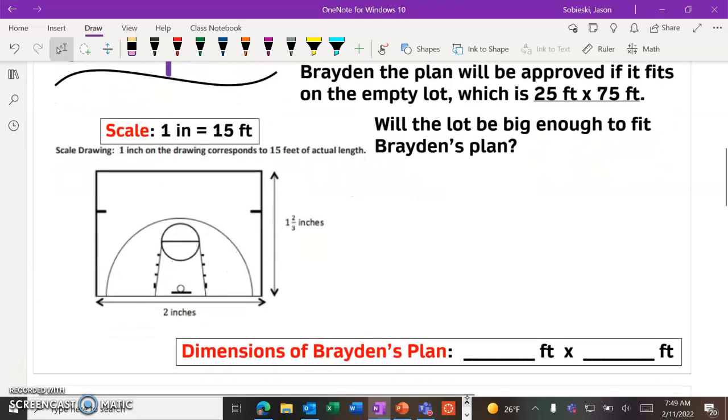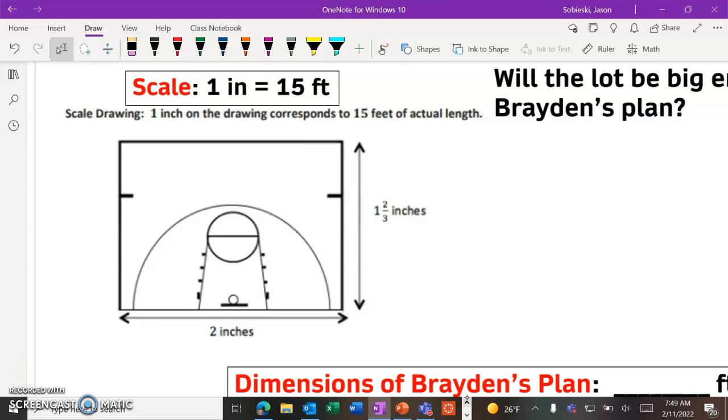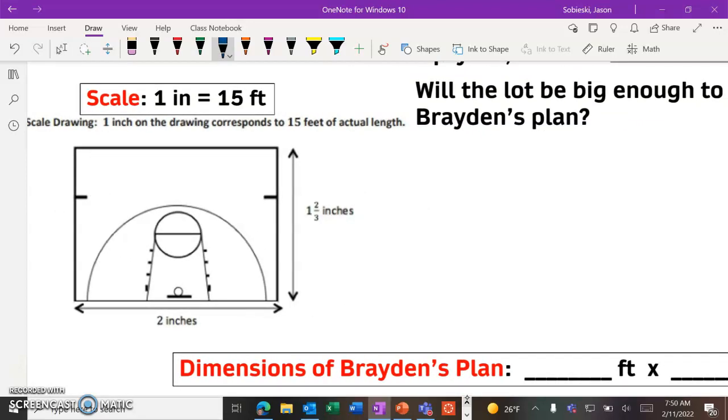So we have to use this scale. Obviously he has a drawing that's measured in inches, and we want to use this scale to figure out what the actual dimensions of the real basketball court would be. So we can do this one of two ways. I'm going to show you both.